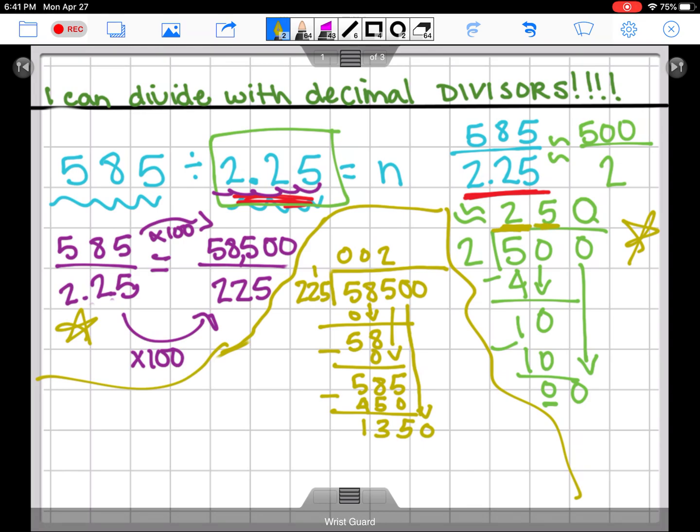So let's just take a look. In my estimation, it says 5. Let's just check. What is 225 multiplied by 5? 5 times 5 is 25. 5 times 2 is 10, plus 2 is 12. 5 times 2 is 10, plus 1 is 11.